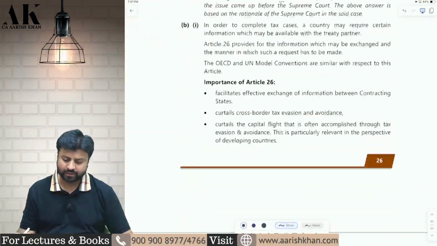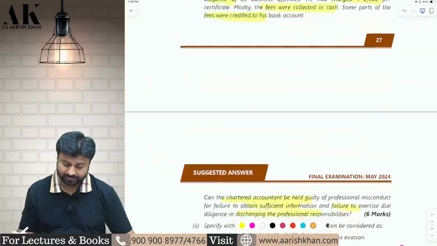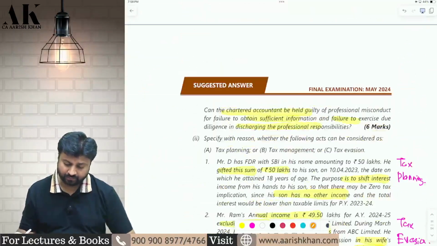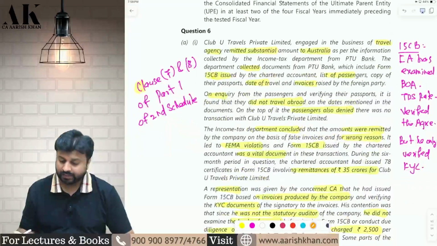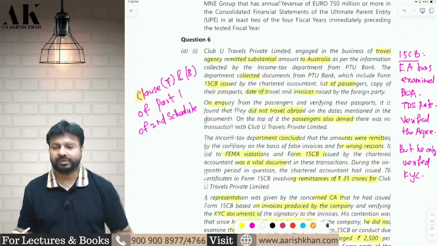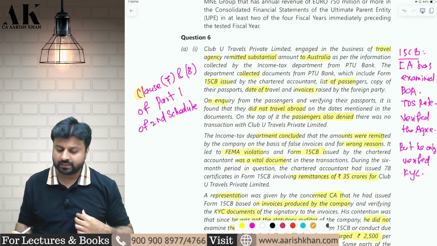And one last question over here, let me go through. That's a beautiful question on what? That is a beautiful question on the tax audit report. Okay. So let's see what exactly has happened in this particular case and what mistake the chartered accountant has committed over here.